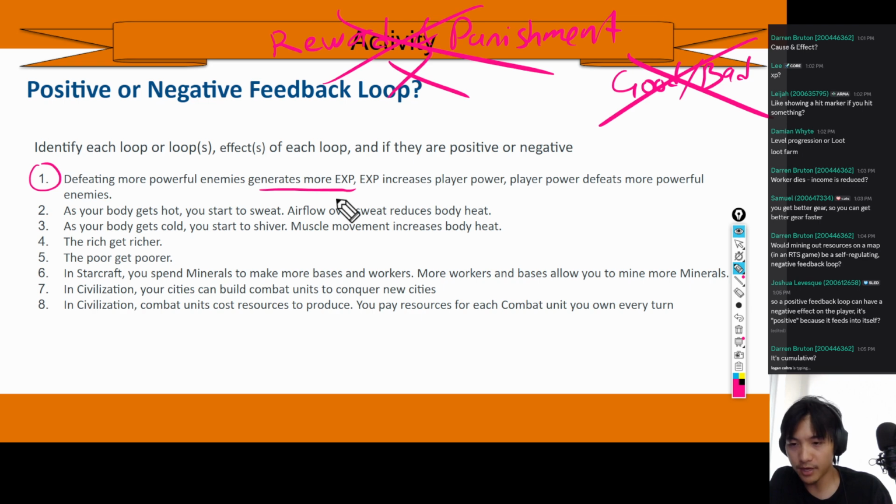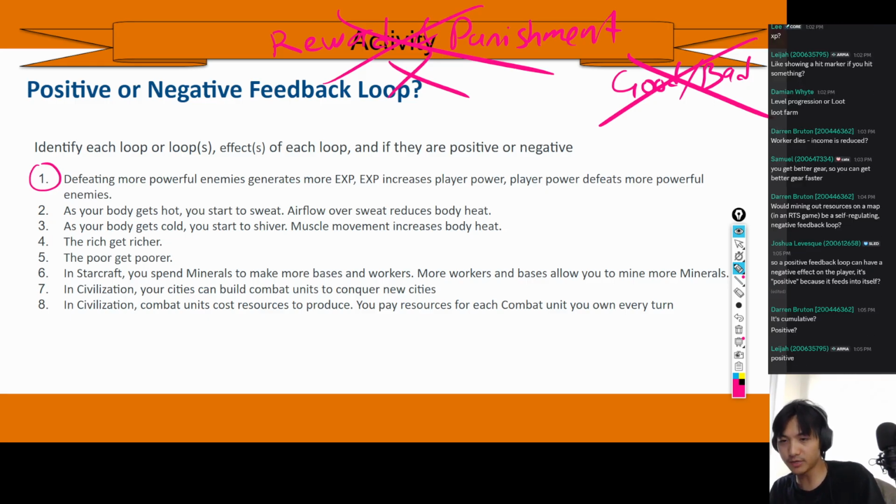Is this a positive or a negative feedback loop? Joshua, yes, you're exactly correct. It's positive because it feeds onto itself. That's what makes it positive. It could be a negative effect on the player. It could be something the player doesn't want, for example, but it's still a positive feedback loop because it feeds into itself.